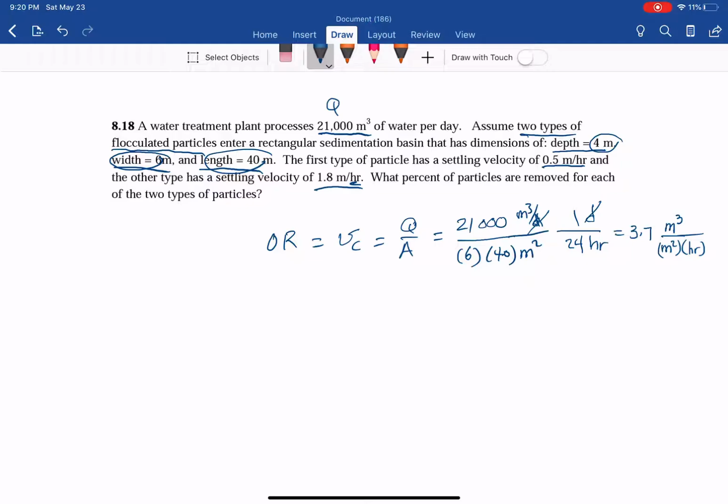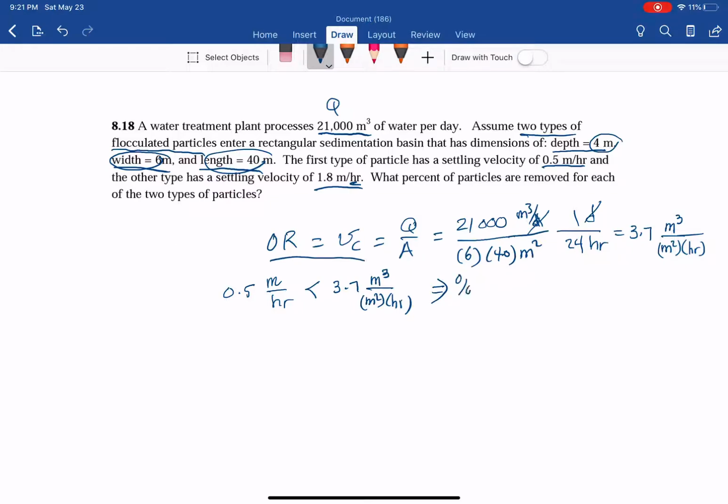Now, let's look at the first particle, the 0.5 meter per hour. So the first one, the 0.5 meter per hour, is less than the V critical. This is the V critical, the overflow rate. It's less than the 3.7 meter cube per meter square per hour, which is the same unit. So the percentage removal is calculated as this.